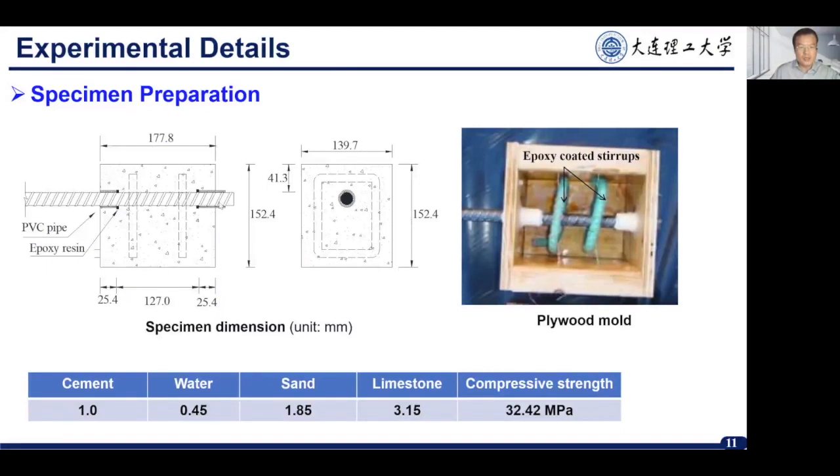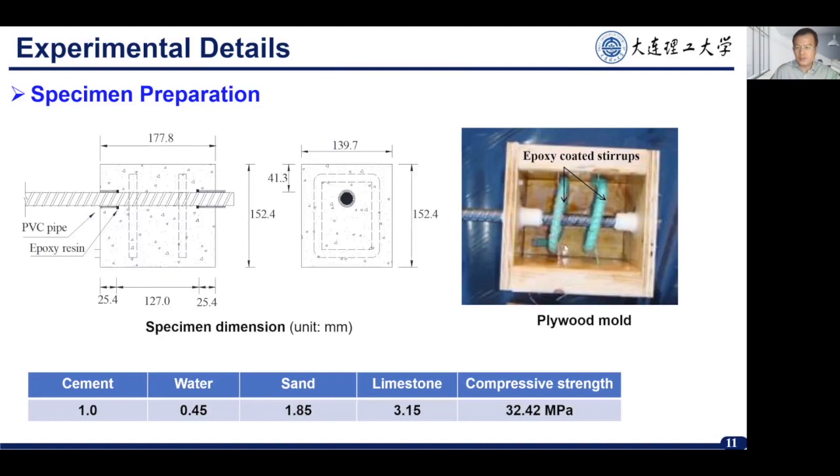And there are concrete blocks, and there's a steel bar embedded inside the concrete. And also there are 2 epoxy-coated rebars used as stirrups. And the concrete cover thickness is around 41.3 millimeters. And to prevent the arching effects and also the end restraint during the pull-out test, we also use 2 PVC pipes at these two ends.